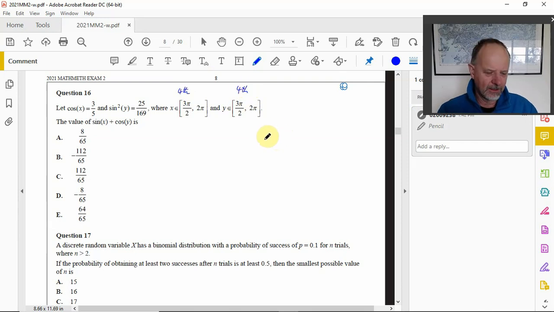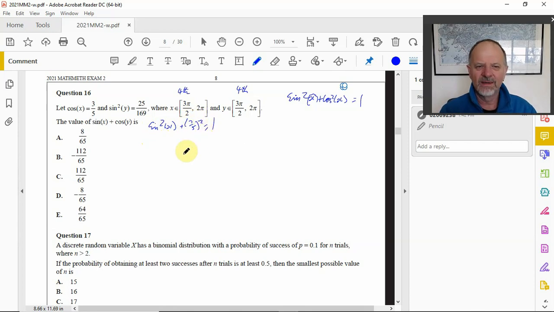Okay, all right, so what are we looking at then? We're looking at the value of sine x plus cos y, so we need to know what sine x and cos y are. So based on what we've got, we're going to be looking at sine squared x plus cos squared x equals 1. And so let's have a look at the x, so sine squared x plus 3/5 squared is equal to 1.